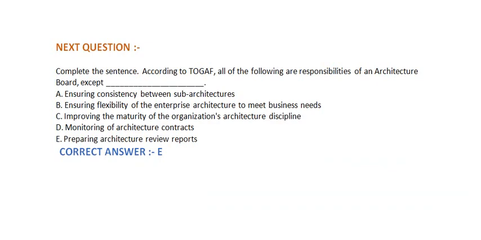Next question is, complete the sentence. According to TOGAF, all of the following are responsibilities of an architecture board except option A, ensuring consistency between sub-architectures, option B, ensuring flexibility of the enterprise architecture to meet business needs, option C, improving the maturity of the organization's architecture discipline, option D, monitoring of architecture contracts, and option E, preparing architecture review reports. The correct answer is option E.